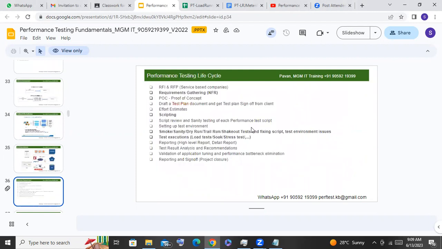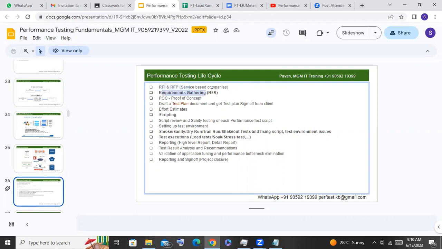Okay, so we have actually talked about all this, right? In the performance testing lifecycle, what would happen? Initially, at least for the service-based companies, there would be an RFI, RFP that would be floated, and you would have to answer that particular RFI, RFP. Once you answer and get the project, you would go for requirements gathering.